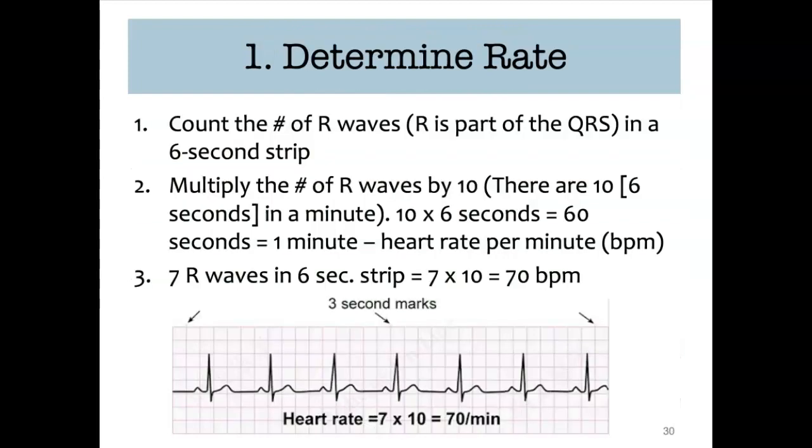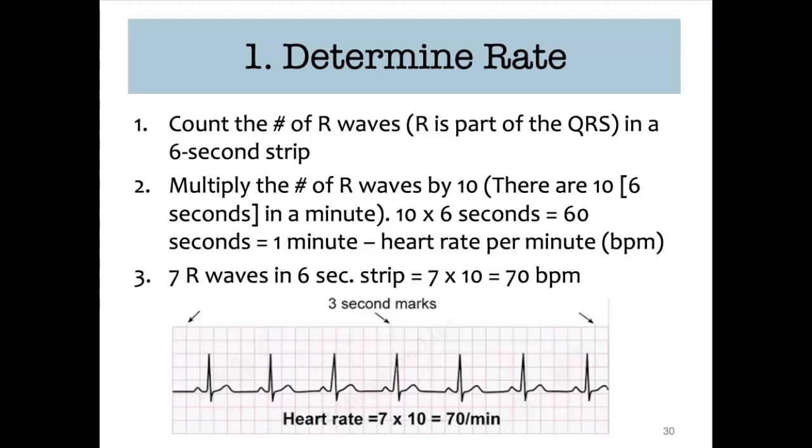So when you determine the rate, you're looking at the R waves or the QRS. So you're multiplying the number of R waves by 10, because if you think about a 6-second strip, there are 10 6-seconds in a minute. So you want to find out the rate per minute. And so you multiply the number of R waves in the 6-second strip by 10 to give you a minute.